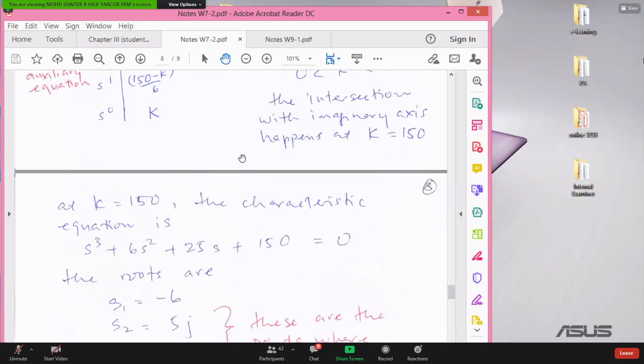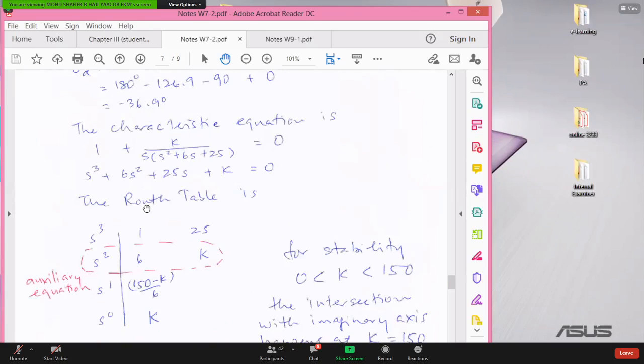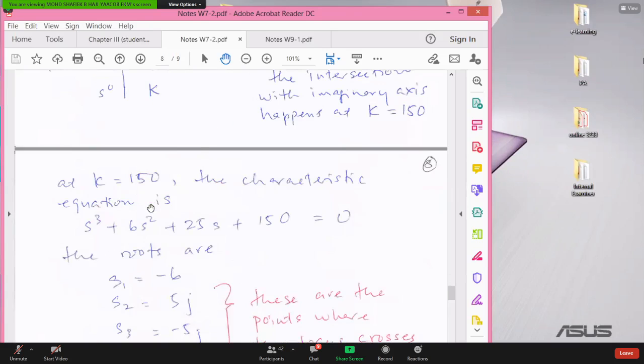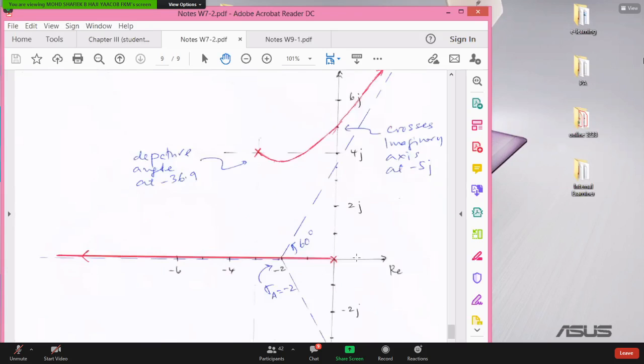So when you compute that, you get the departure angle of negative 36.9. You can try and measure that angle. If you have a protractor, then you can measure this angle. Any other question?